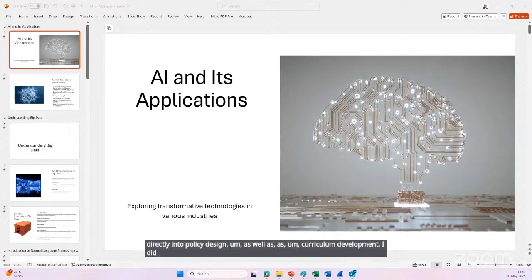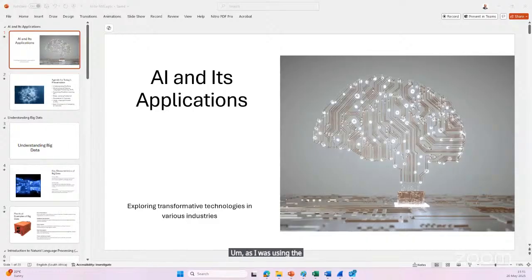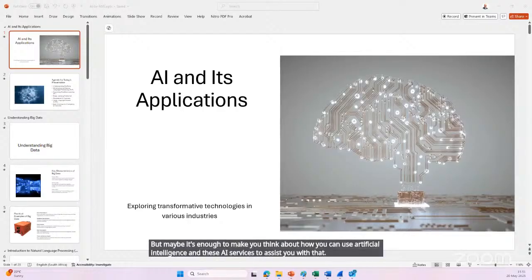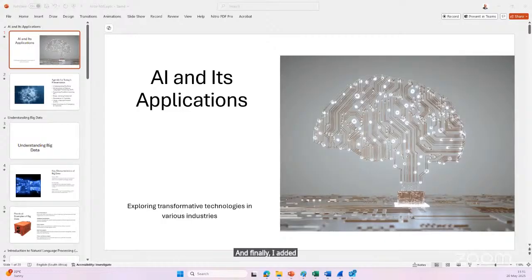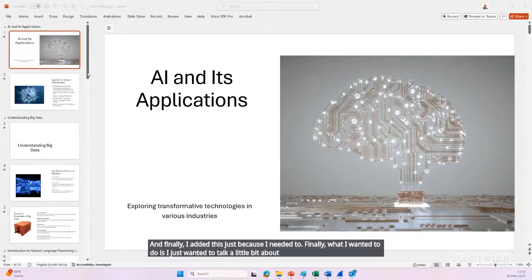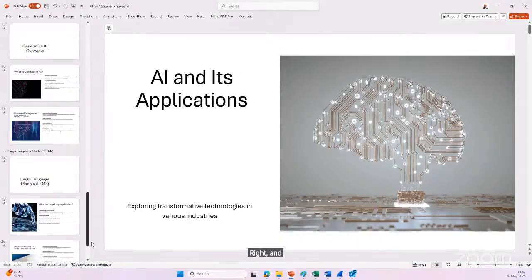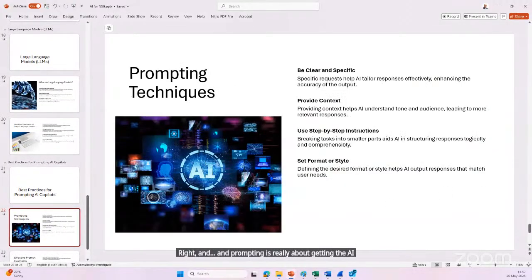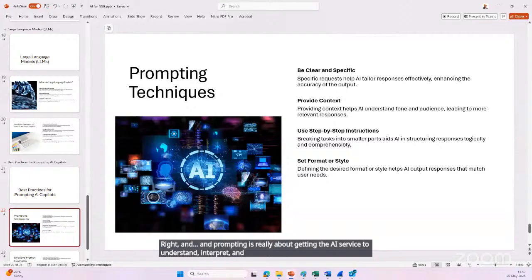I did use some examples as I was using the AI services, and I trust that was maybe not enough for you to be able to go and say that I'm now a guru, but maybe it's enough to make you think about how you can use artificial intelligence and these AI services to assist you with that. And finally, I added this just because I needed to. Finally, I just wanted to talk a little bit about prompting, right? And prompting is really about getting the AI service to understand, interpret, and respond accurately to the question that you're going to ask. All right.